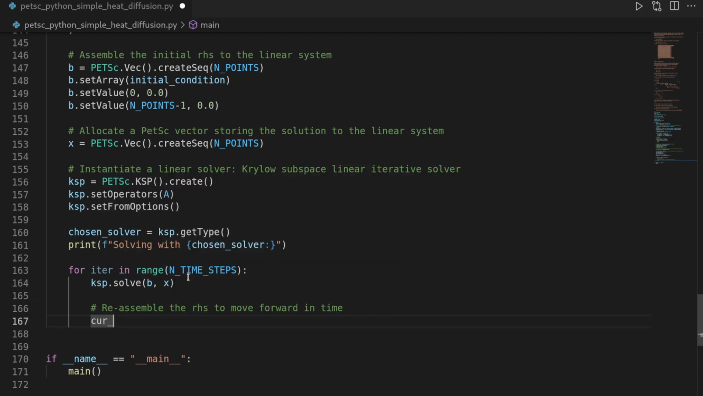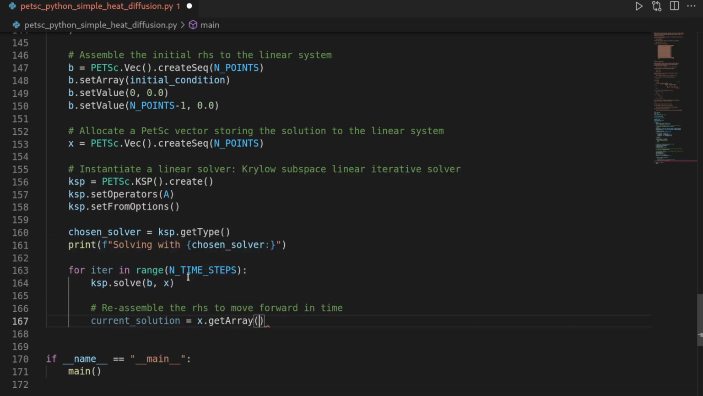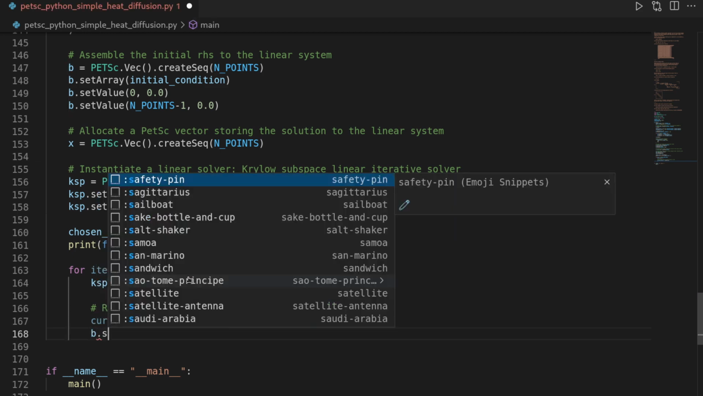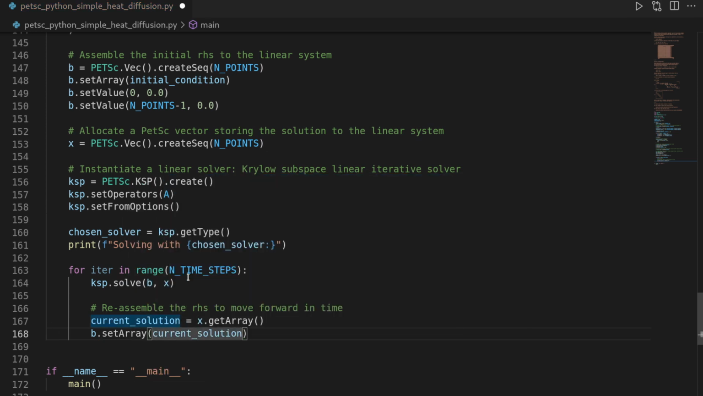And for this, I want to extract the current solution, which is x.getArray. Similar to setArray, we can also get the information from our PETSc array or vector, and this will then return a NumPy array, which we can use to do NumPy operations and then also visualize it. But here I want to use that in order to update our right-hand side by saying b.setArray(current_solution). So we will overwrite the right-hand side.